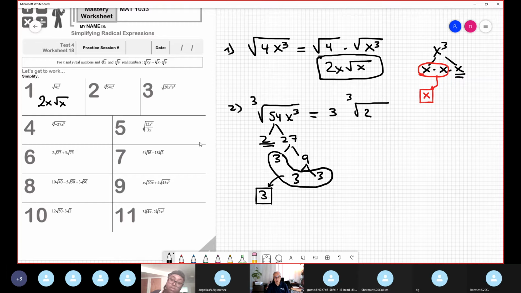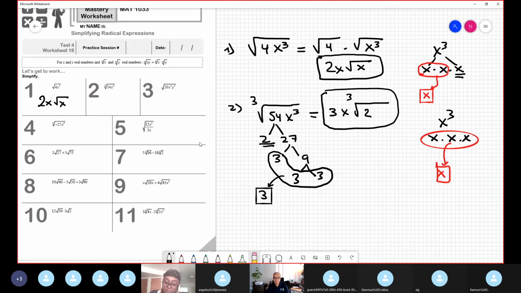I did the numerical part. And what about the variable part? Well, it's x cubed, which is x times x times x. It's exactly the amount of 3 we need to go outside like a single x. Boom, final answer. The answer is 3x cube root of 2. Everyone follow me? Yes or no?